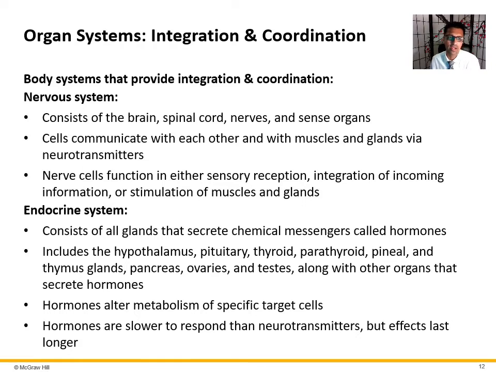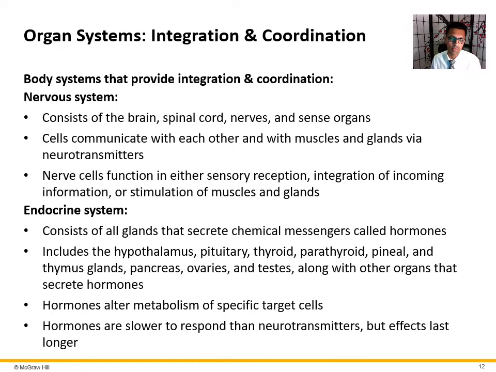So just FYI. The endocrine system, now the difference between the nervous system and the endocrine system is the endocrine system uses chemical messengers called hormones. You've heard of hormones: testosterone, estrogen. There's a plethora of hormones.